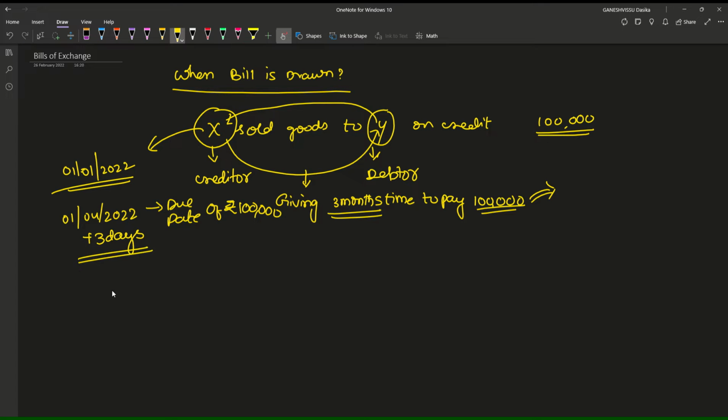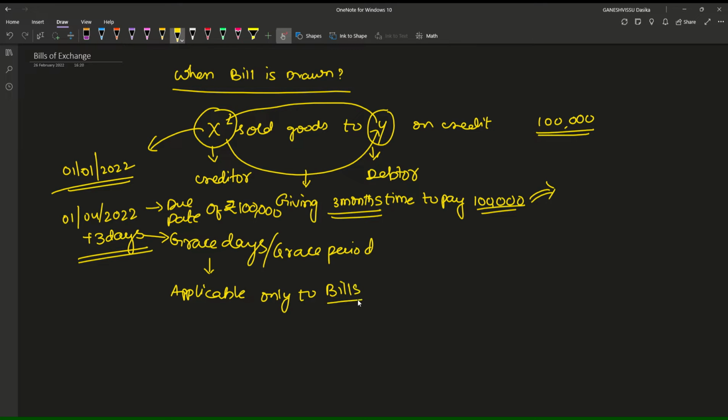Plus 3 days is what we call grace days or grace period. That means the creditor would be giving some extra 3 days to pay the amount of rupees 1 lakh. He would be giving some extra chance. This is applicable only to bills. Okay, let us now see, then what is this bill and when is the bill drawn?